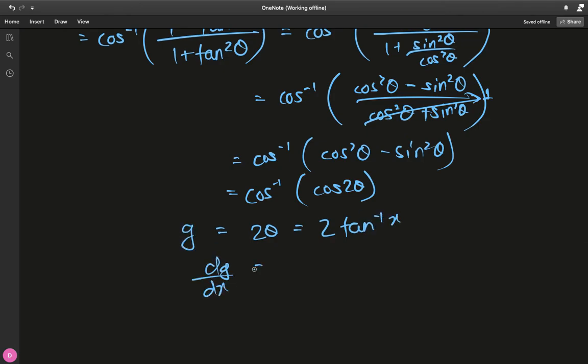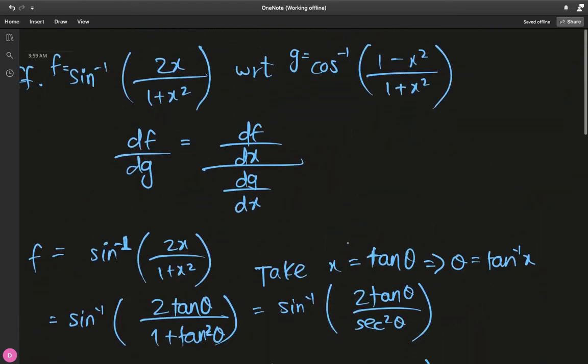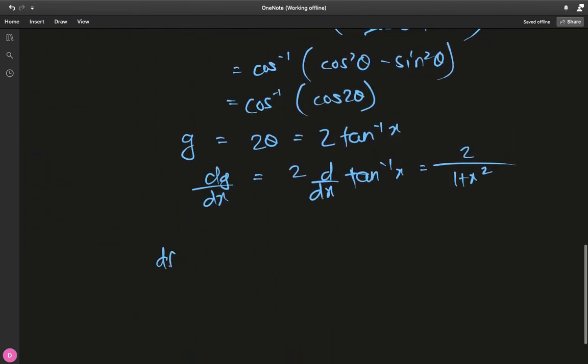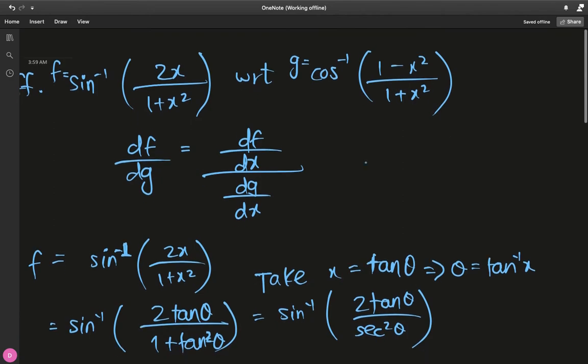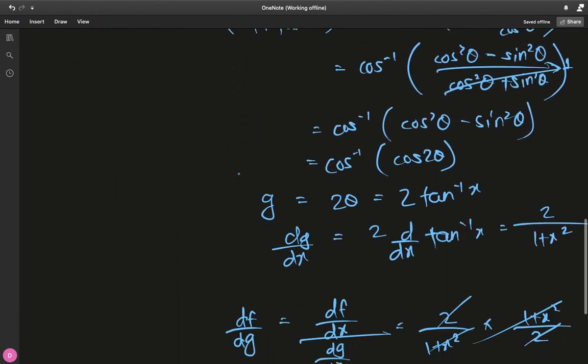So dg over dx is 2 times derivative with respect to x of inverse tangent of x. So we just have 2 over 1 plus x squared. Fair enough. Now take the ratio of both of them. So df over dg that we intended to find was df over dx divided by dg over dx, and since both of them turned out to be 2 over 1 plus x squared, terms cancel out and we have 1 as the intended answer for this df over dg.